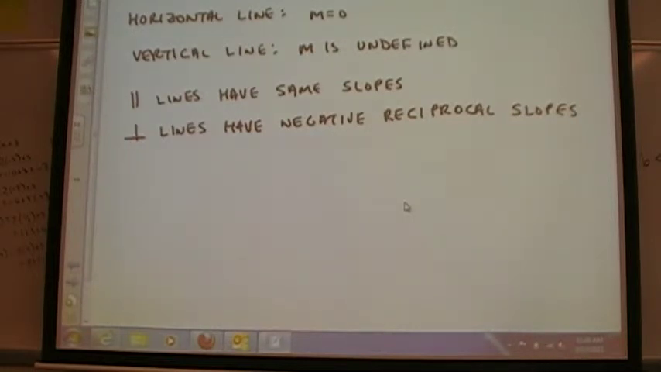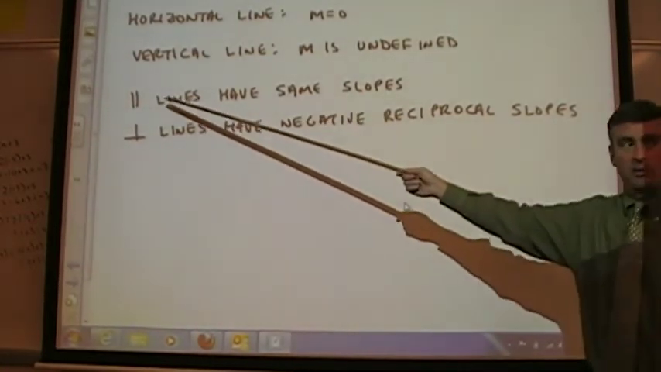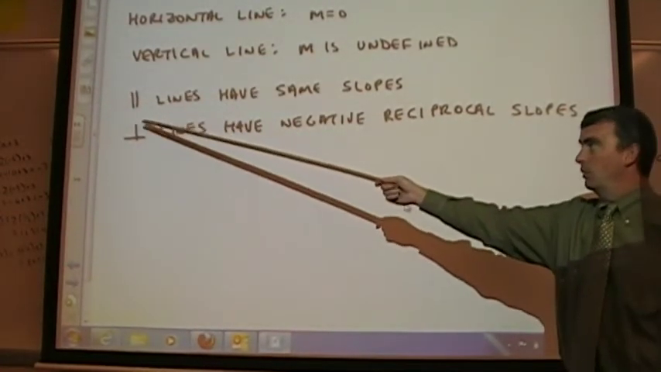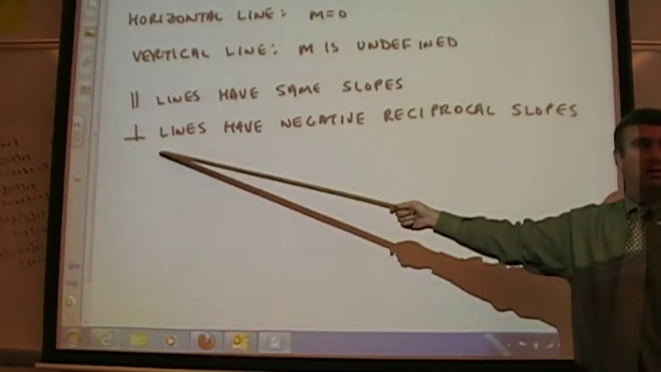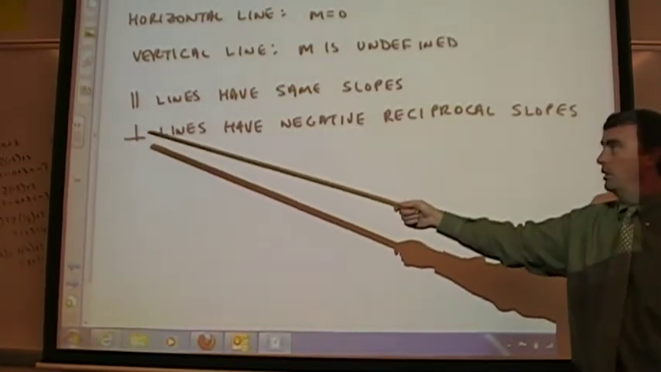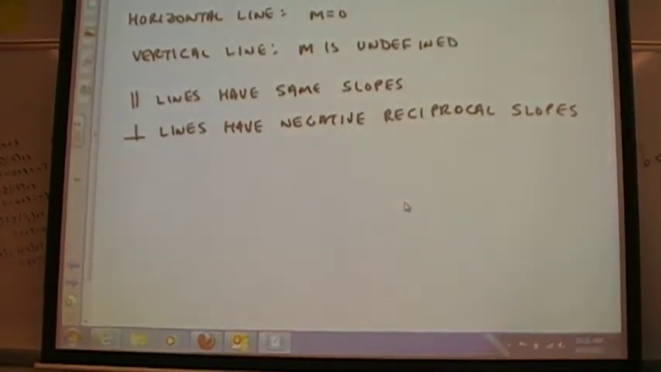We know that slopes of parallel lines are the same. This right here is the symbol for parallel. If you don't remember, parallel lines have the same slope. This is the symbol for what? Perpendicular. We know perpendicular lines have negative reciprocal slopes. So you gotta change the sign and flip it. Let's look at one more.